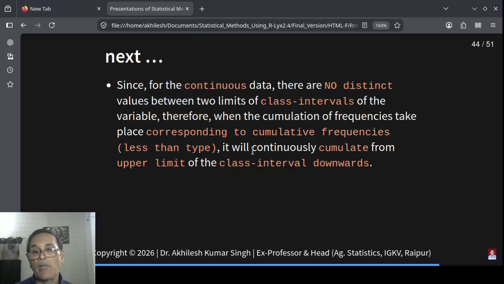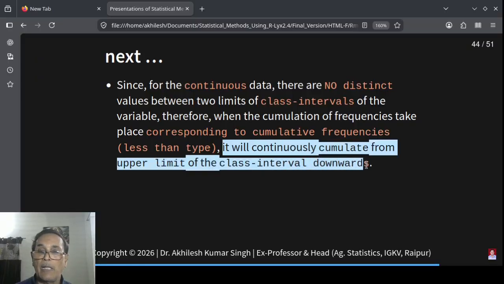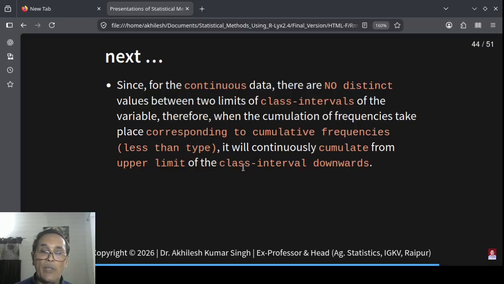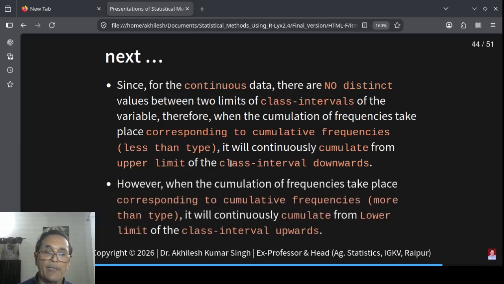We have discussed in one of the other data types what we mean by the cumulative frequency of less than type, in which we understand the cumulation of the frequencies from the upper class boundary or upper limit. That is what I am indicating here.